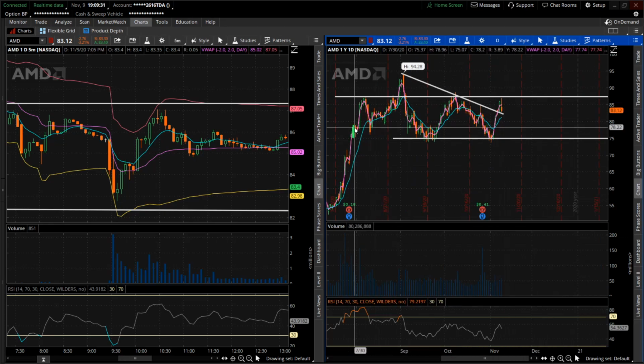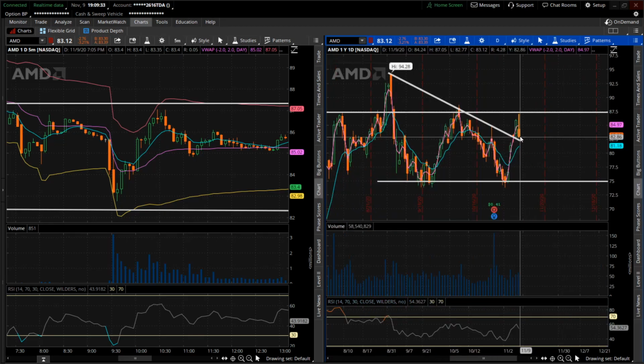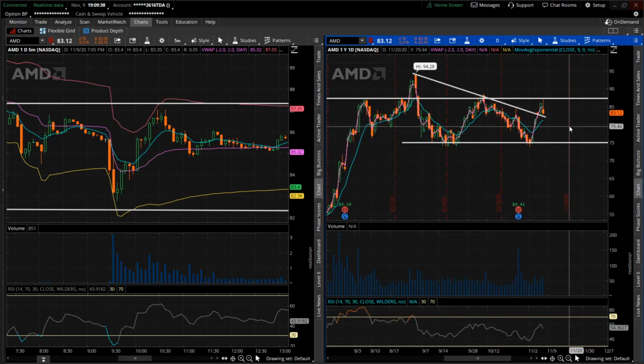So even today, take a look at today, what the candle did. It came up to that level of resistance and rejected today as well.